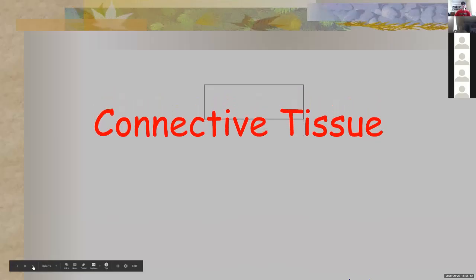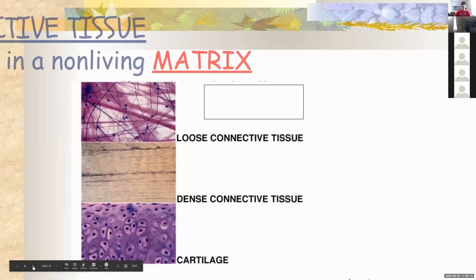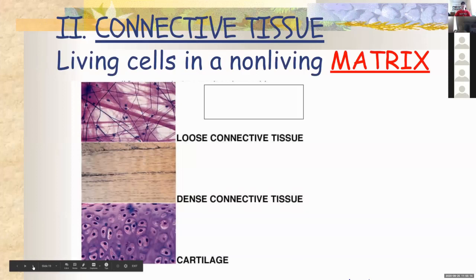Because I want to go through our next type of tissue, which is called connective tissue. And remember, when we're talking about connective tissue, we are talking about some type of living cells that happen to be surrounded by a non-living matrix. Depending on the type of connective tissue determines the type of living cell and the type of non-living matrix that's around it. Loose connective tissue is an example of connective tissue.